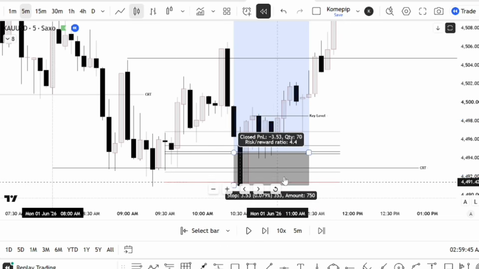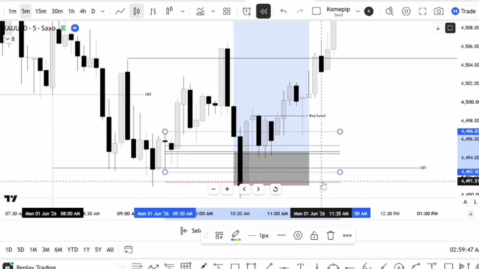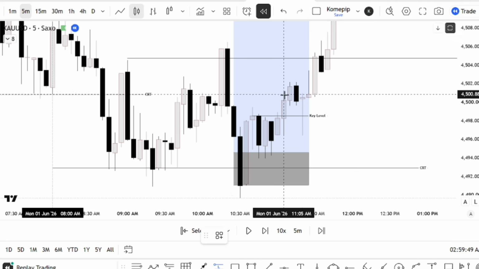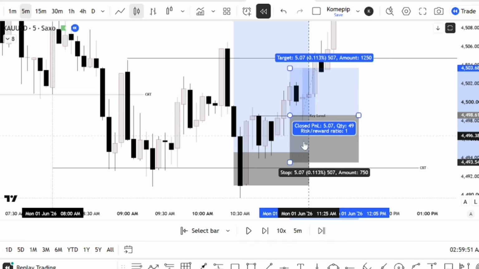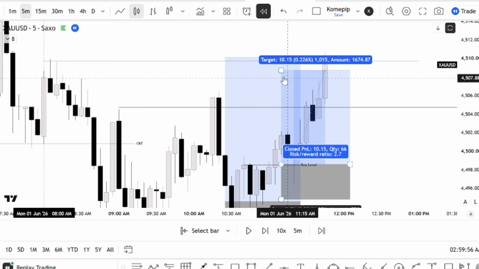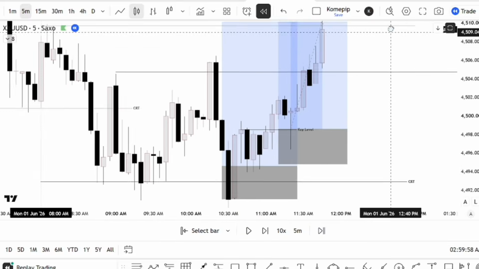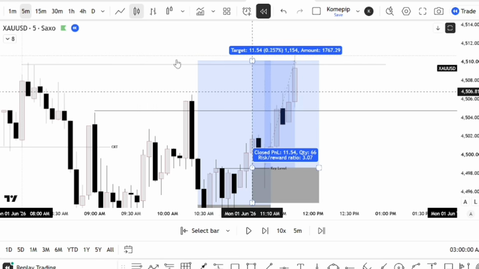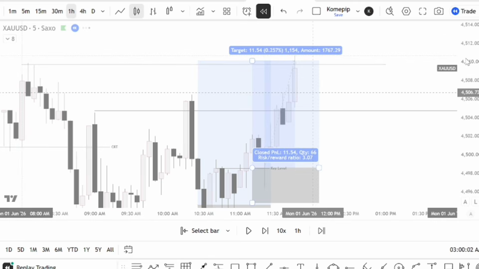So I'm literally doing this more like a live back testing, just to tell you that you can do this yourself. This is a possibility. 1 to 3, 1 to 4, and you're good. All right. So let's look for more examples.